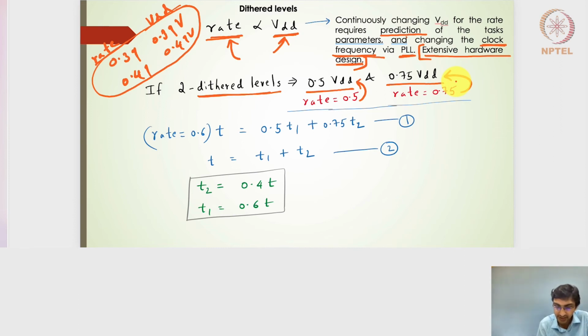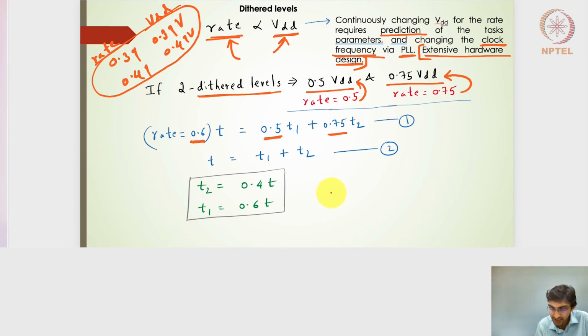what I've done is, we want to achieve, let's say for task A, 0.6 of the switching rate, to be completed in a time duration of T. Now the question is, can it be achieved by these two levels: 0.5 rate with a 0.5 rail voltage, and 0.75 rate with a 0.75 rail voltage, right? So let me draw a diagram here.